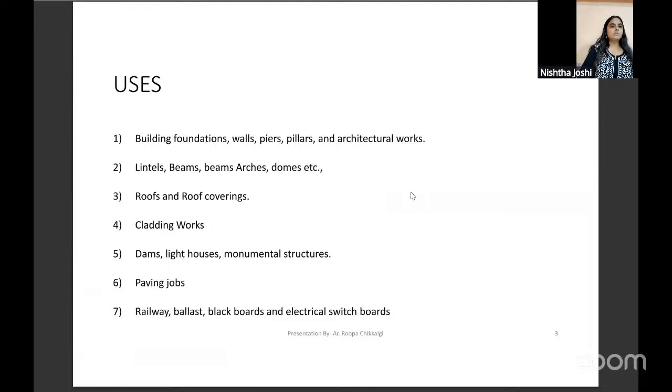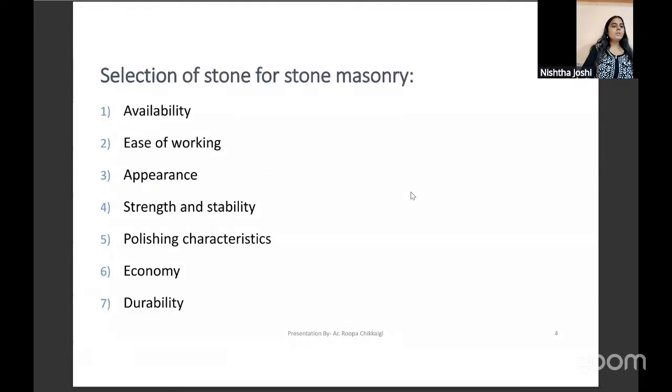There are many other uses of stone you already know. We select a particular stone or type of stone masonry in a region depending on various factors. First and foremost, the availability of stone in your local area, ease of working with that kind of stone, the appearance and look of that stone is very important. It should be strong and steady, it should be able to bear the load of the structure. Then polishing characteristics, whether it will look good or can it be polished or not. Economic factor is also there. The construction with that should not be very expensive, it should be affordable for the client. And of course, durability.